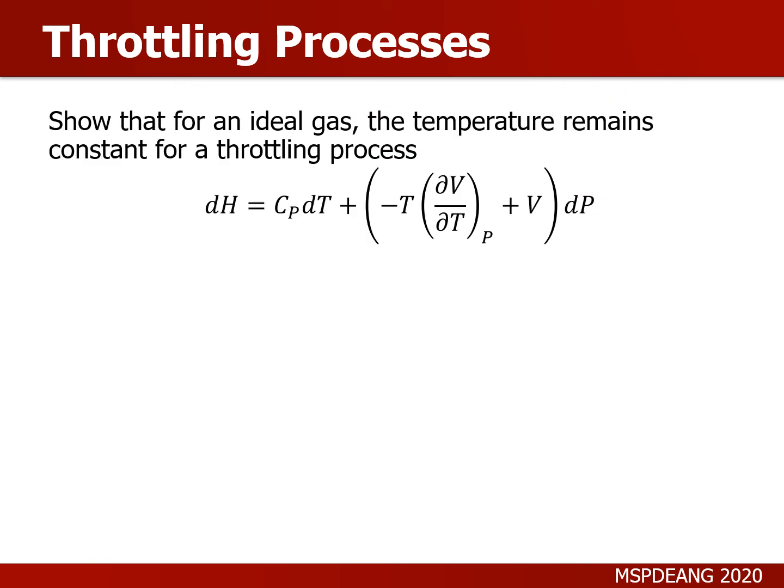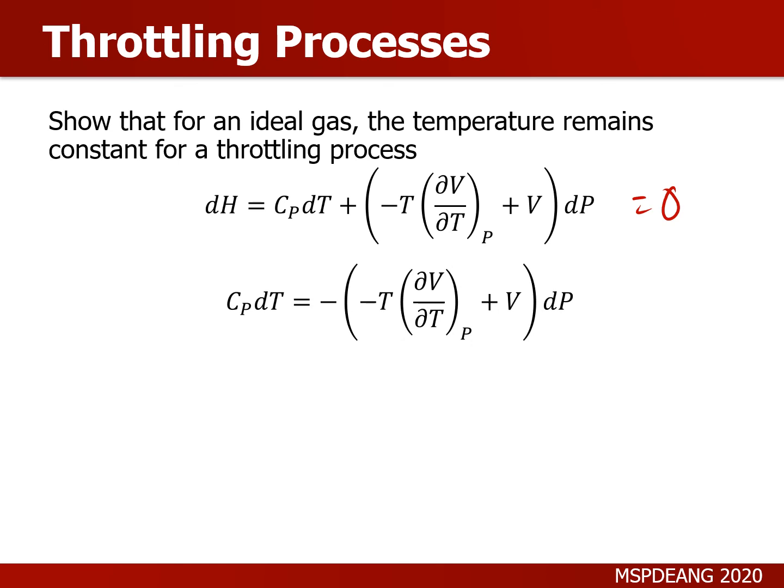Okay, so now let us try to prove for an ideal gas that the temperature remains constant for a throttling process. So for this, let us use the function of enthalpy in terms of temperature and pressure, which we have previously derived. Okay, and recall for a throttling process, this is equal to 0 kasi dH is equal to 0. So now Cp dT is equal to negative of negative T partial of V with respect to T at constant P plus V times dP.